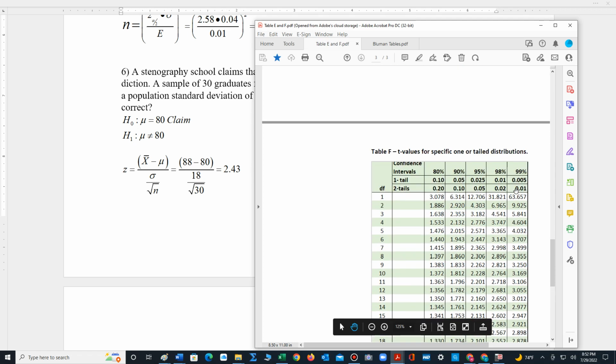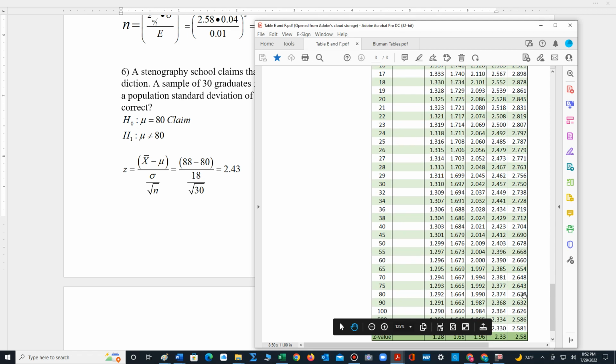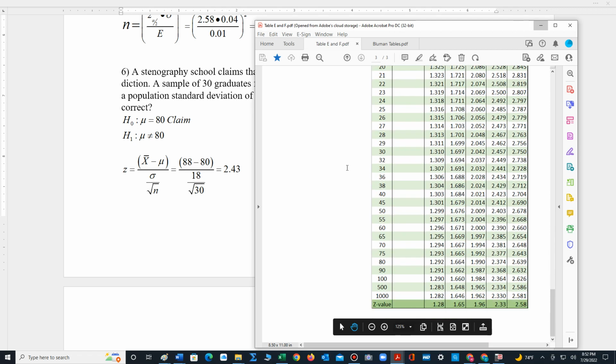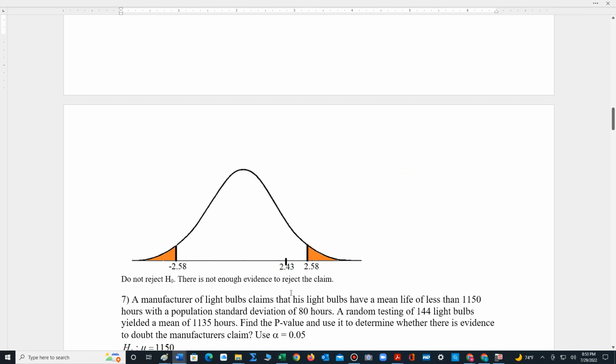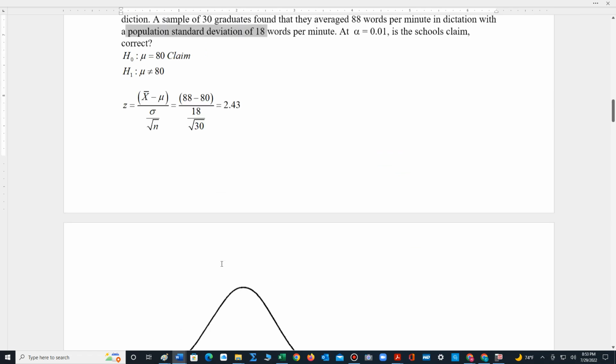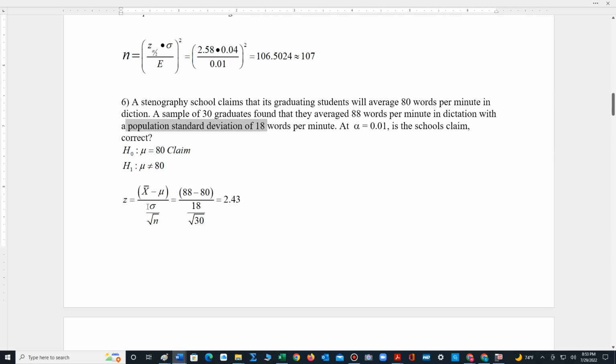Two tails, 0.01, go all the way down: 2.58. Those are the two critical values. One will be positive, the other will be negative. Next, we have to calculate our test point.